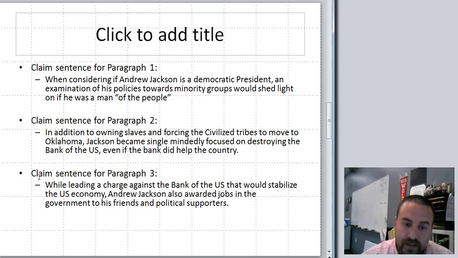Alright, so claim sentence 3. While leading a charge against the Bank of the U.S., transition, that would stabilize the U.S. economy, Andrew Jackson also awarded jobs in the government to his friends and political supporters. So this paragraph is going to be about him giving jobs to political supporters and his friends, and they probably could have gone a little bit further and said who were not qualified, or possibly not qualified. So these are 3 very strong claim sentences. This is what I want you to do: if you need to take a couple seconds and see what this does and what it doesn't do, stop the video here and then continue on.